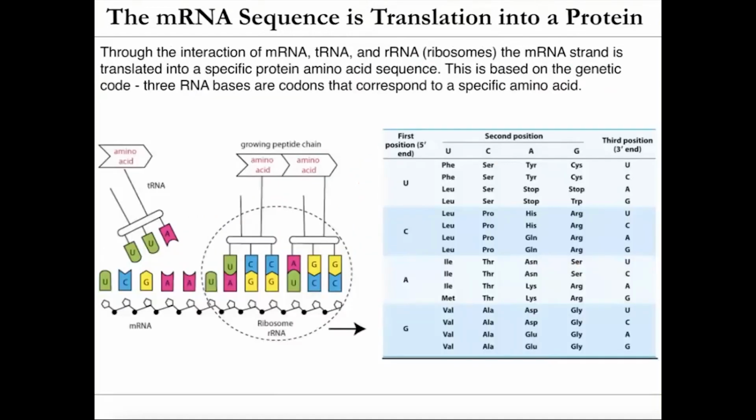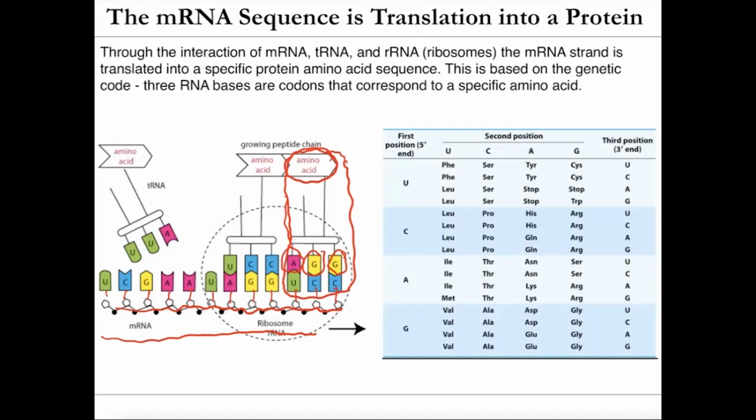So through the interaction of that messenger RNA, the transfer RNA, and the ribosomal RNA in the form of a ribosome, the mRNA strand is going to be translated into a specific protein amino acid sequence. So this is going to be based on something called the genetic code. So in this mRNA strand, there's going to be a specific group of codes that are on this strand. So then those transfer RNAs, this mRNA is going to get fed into the ribosome, and these transfer RNAs are going to have the specific code that matches that code on the mRNA, and then carry a specific amino acid that's associated with that 3-letter code.